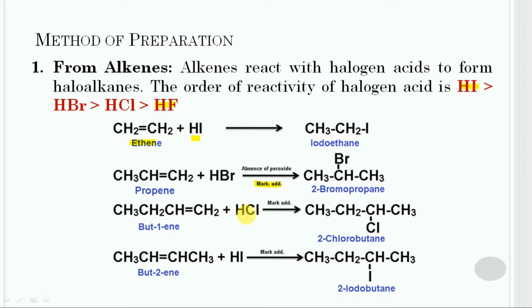Similarly, but-1-ene is treated with hydrochloric acid, and in this case 2-chlorobutane gets formed, in accordance with Markovnikov addition. In the next case, but-2-ene is treated with hydroiodic acid, and 2-iodobutane gets formed, and again the addition takes place in accordance with Markovnikov addition.